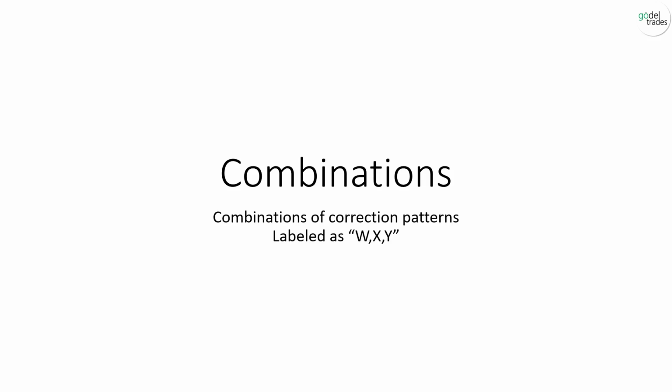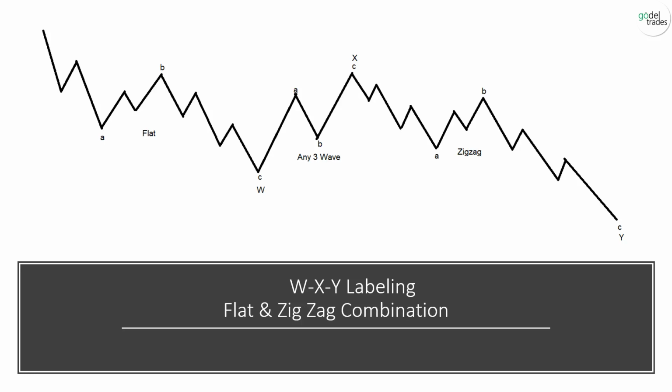All right, last but not least, combinations, or combinations of corrective patterns, and this is labeled with a WXY structuring. So here's an example where you have a flat and a zigzag, okay? And this is labeled with a W, an X, and a Y. So you've got 3 down of A, 3 up of B, 5 down of C. That makes up a flat. The first correction within this combination or complex, that's your W wave.